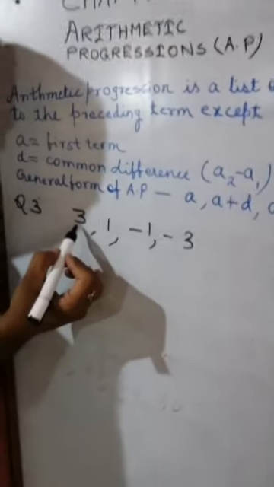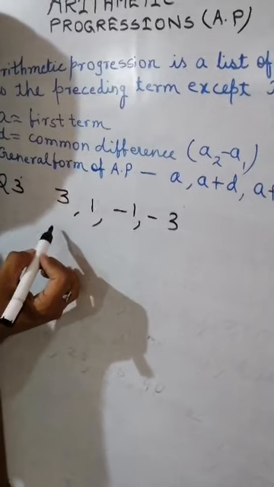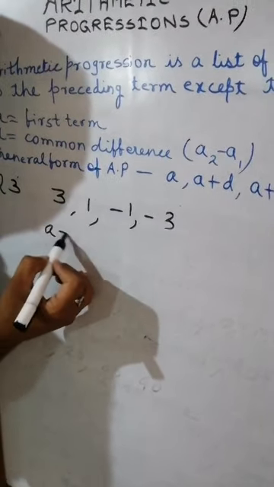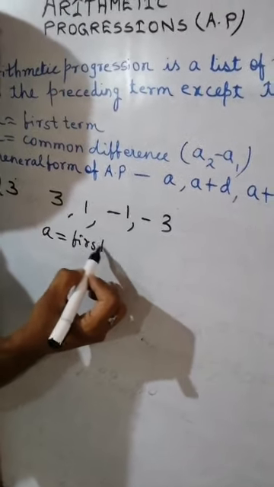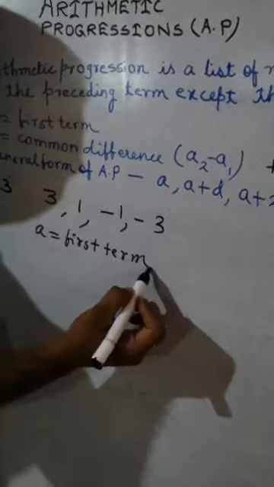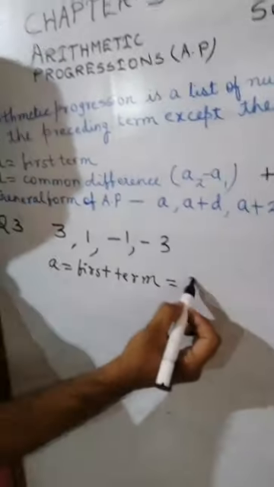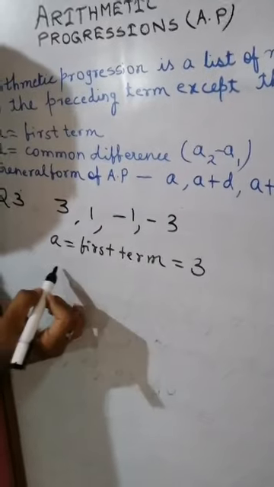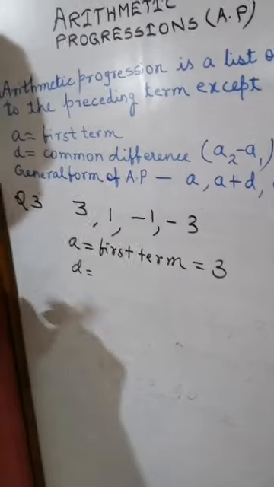Now I already told you the first number is known as the first term. It is denoted with the letter a. Here the first term is 3, so the answer will be 3. Now what is the d? I told you the formula for d.